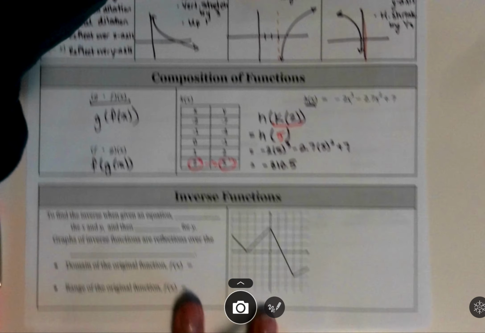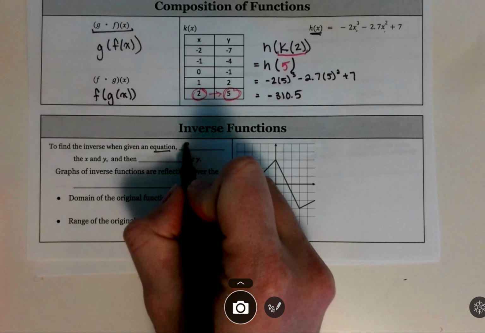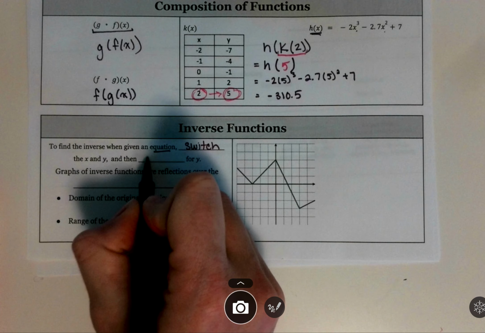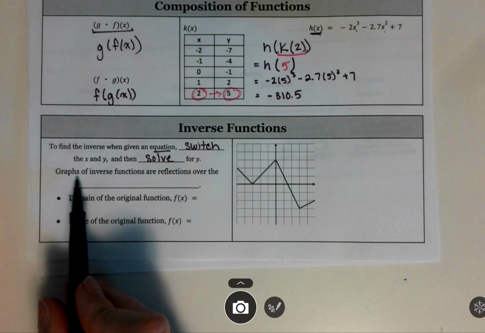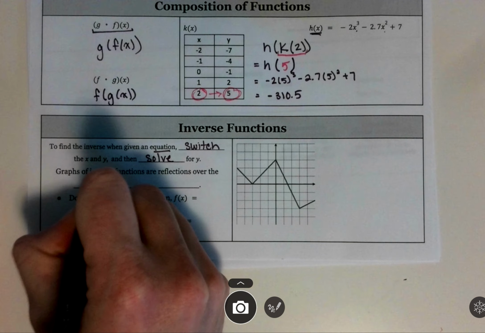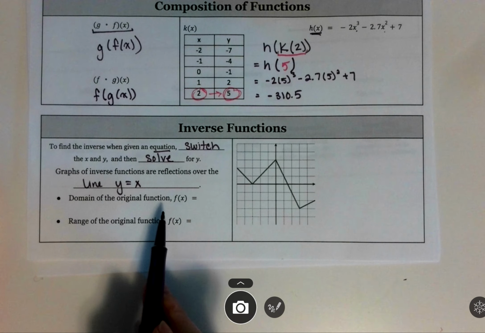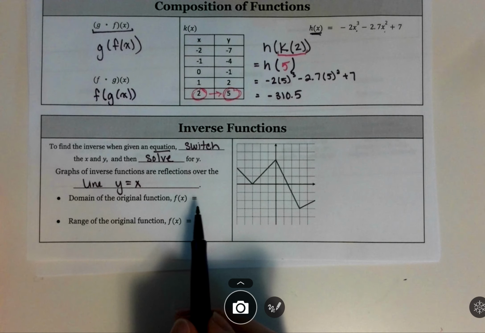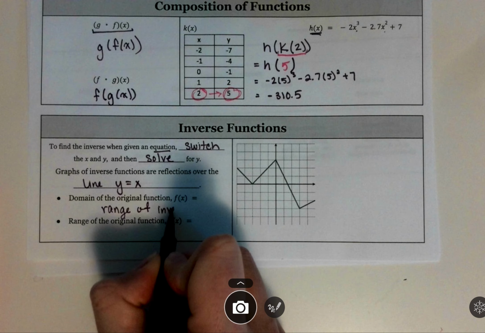Last one on this page, we're looking at inverse function. So to find the inverse when given an equation, we want to switch x and y and then solve for y. So solve for the new y. When we have graphs, graphs are reflections over the line y equals x. That's what an inverse function is. We're reflecting it over that diagonal line y equals x. And then we know that the domain of the original function, f of x, is the same as or equal to the range of the inverse.